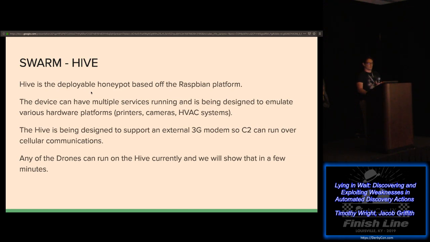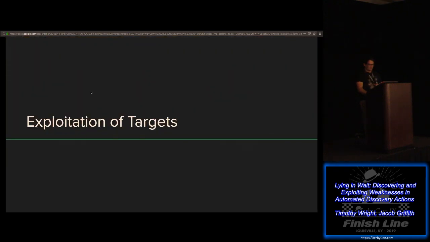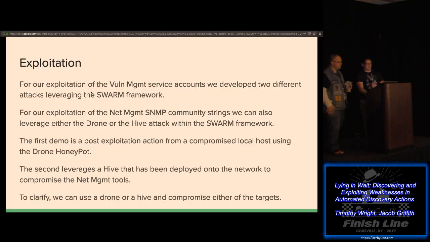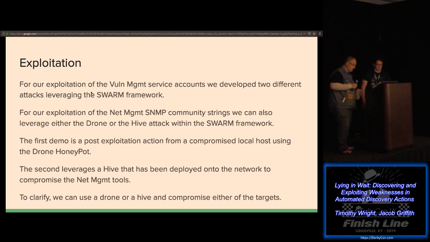And the Hive is a deployable physical device run on a Raspberry Pi that you can drop in an organization and get the creds that way. Now the great thing about the Hive is you have the option, you can put a 3G modem on it, so you can run the C2 over cellular communications, which the blue team wouldn't be able to see because it's not even on their network.